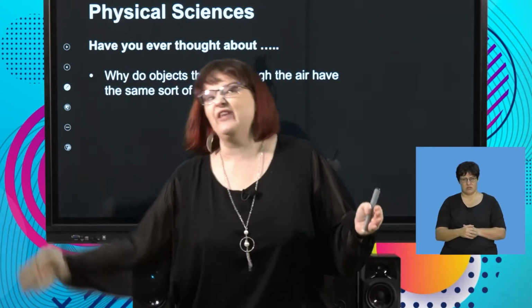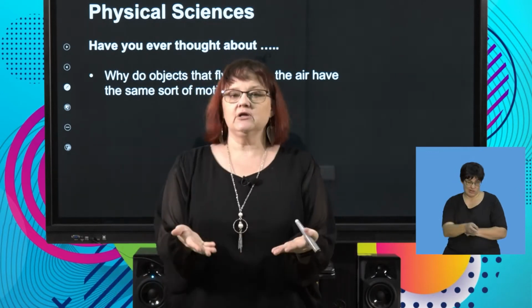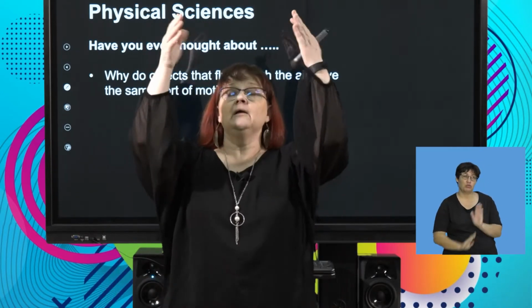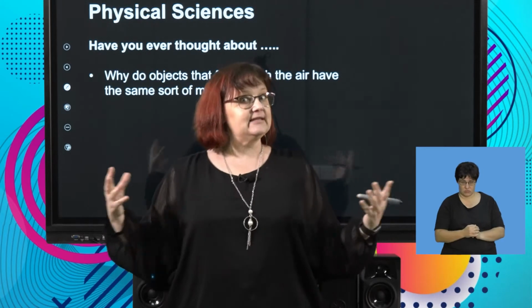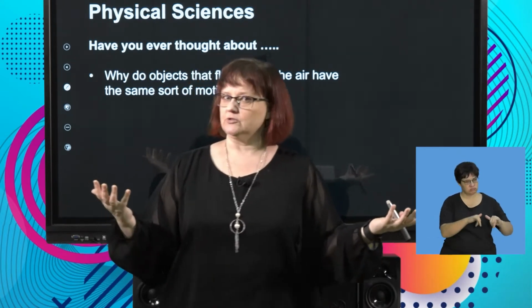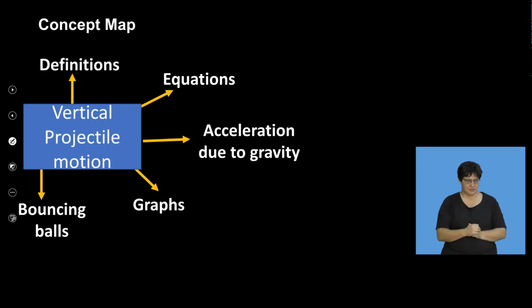We're going to ignore that arc motion, and we're only going to consider objects that go straight up and straight down. But there's lots of things that are common about that motion. Let's see what those are. We need to define a couple of things as we start. Then we're going to look at the equations. We have to talk about acceleration due to gravity, because that's really important. Then we're going to do graphs, and I can hear the groans. And then lastly, we're going to look at bouncing balls. Bouncing balls really just brings everything together for us.